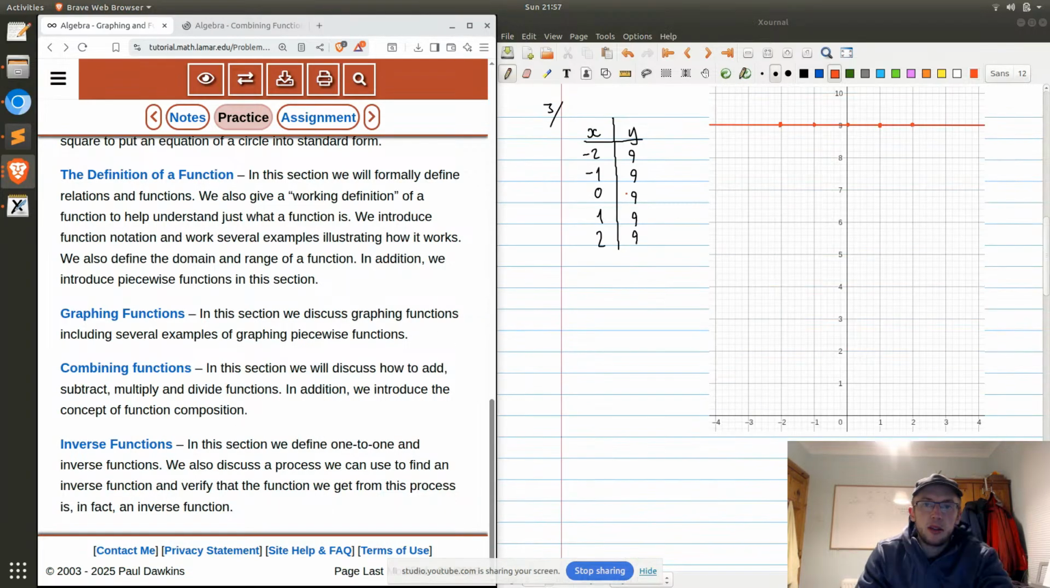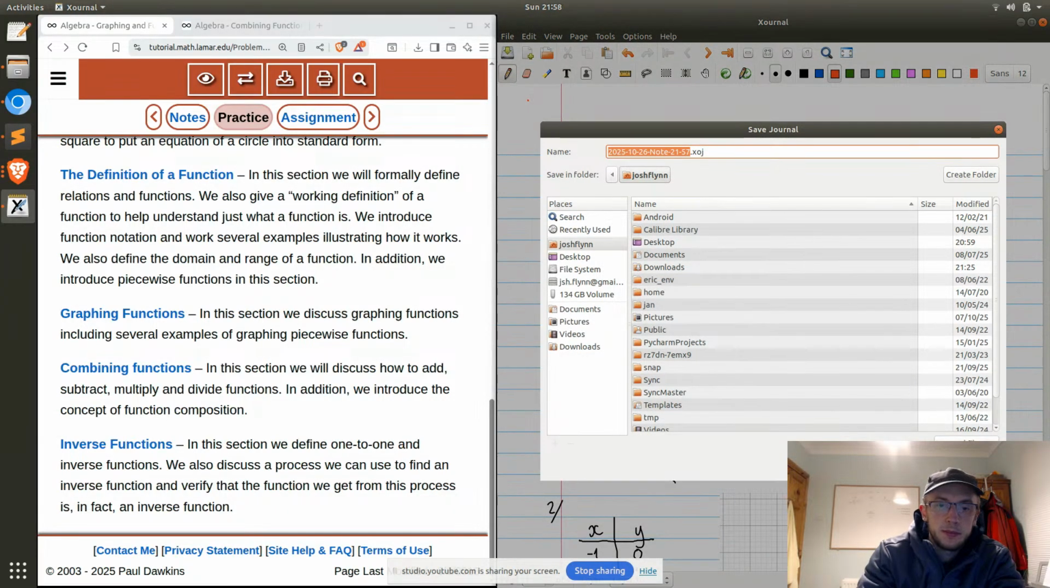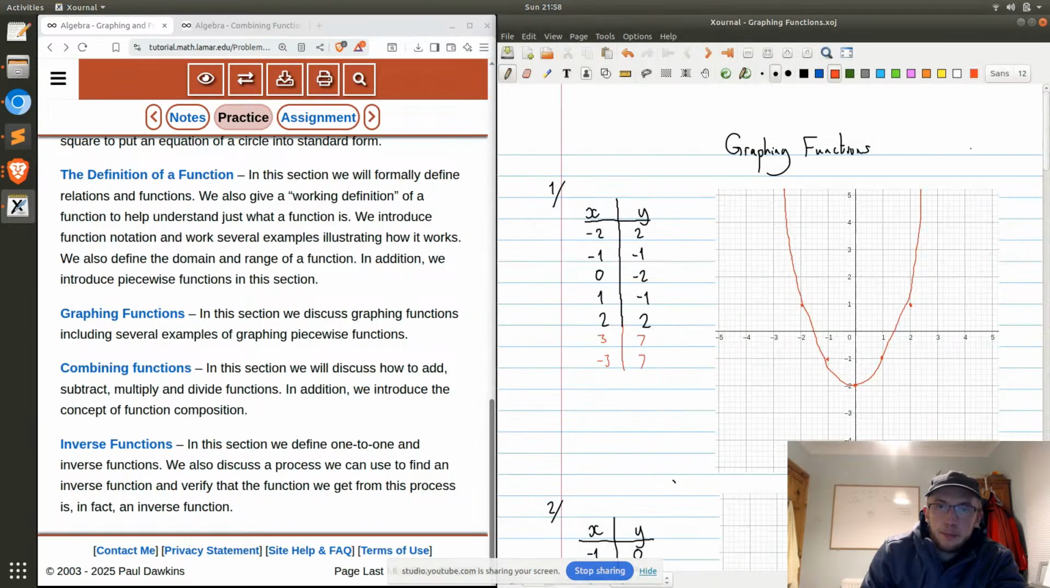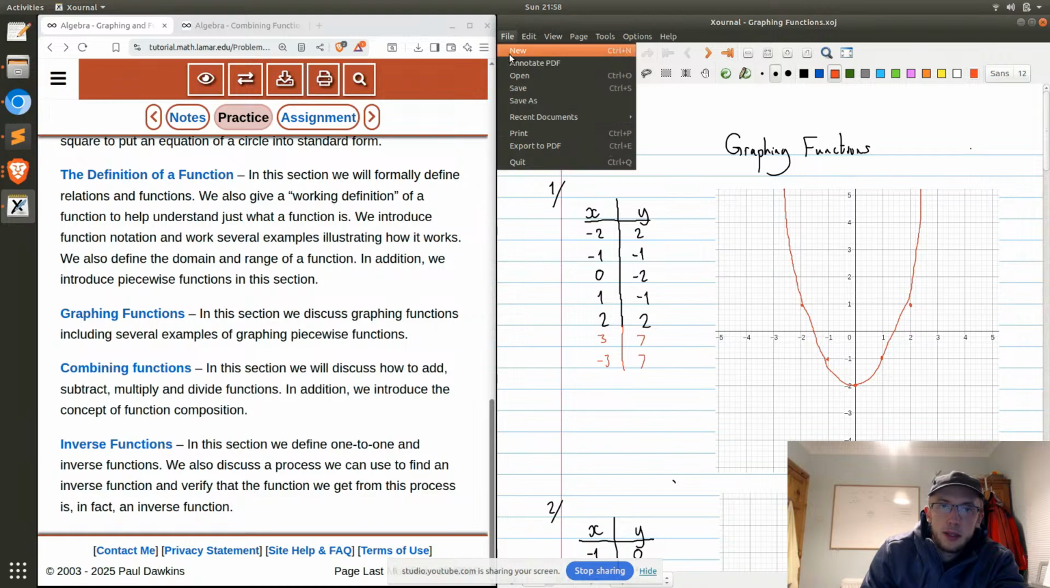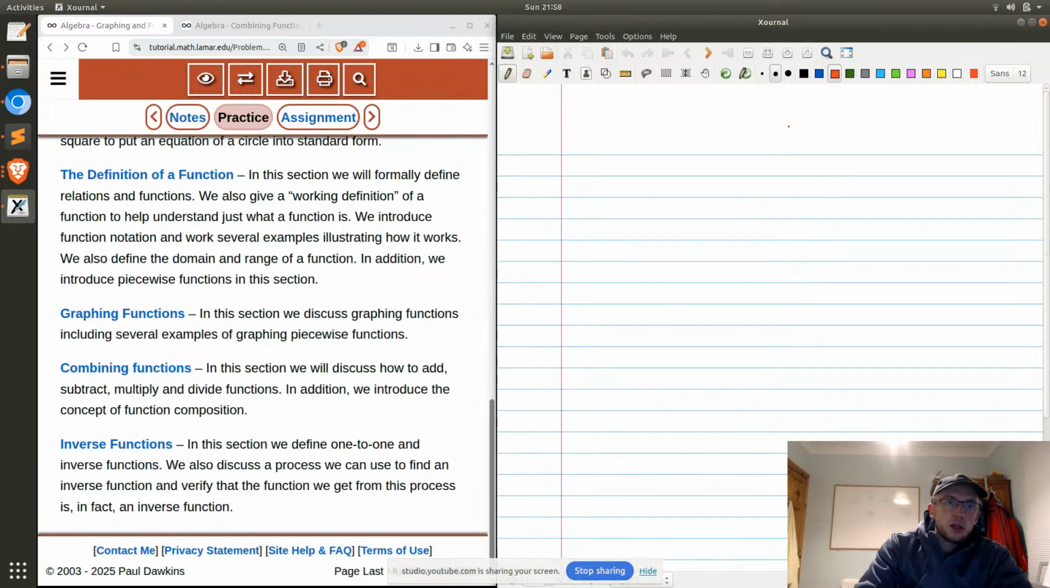So we'll save this work now. This is graphing functions. We'll save it to our desktop. Great. And we'll proceed to combining functions.